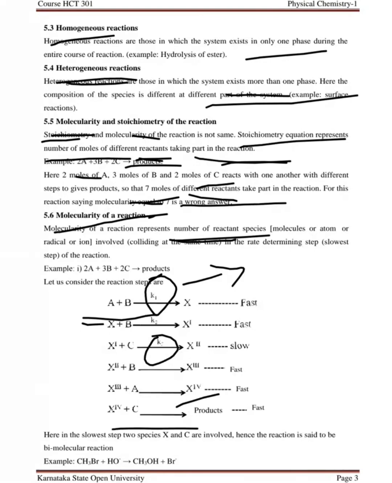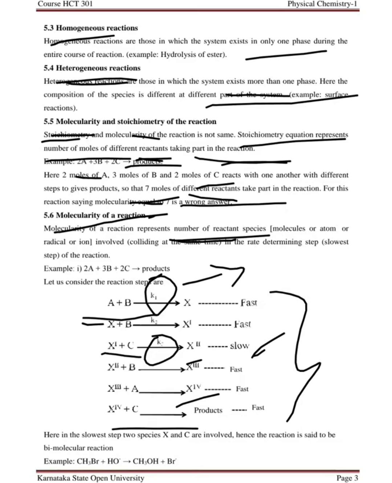This is the reaction taking place. It is taken as an example where one step is X1 plus C with rate constant K2 giving X2, which is the slow step. We are going to identify the rate of reaction here. When two species like X and C are involved in this reaction, this is a bimolecular reaction.